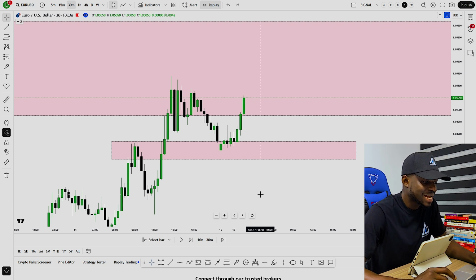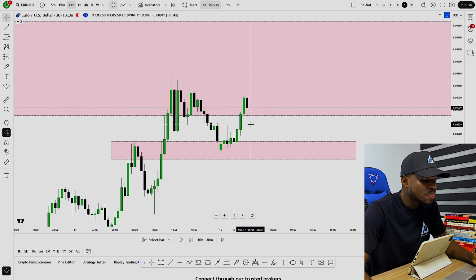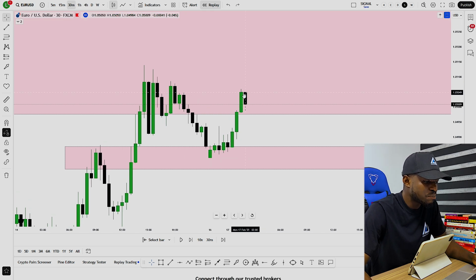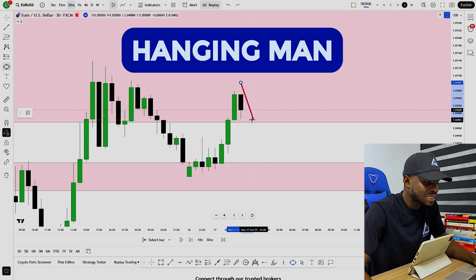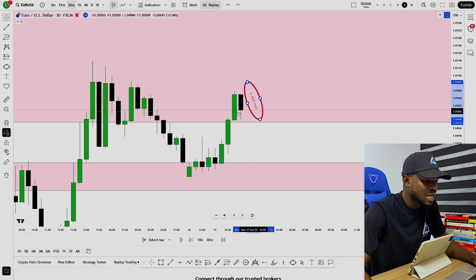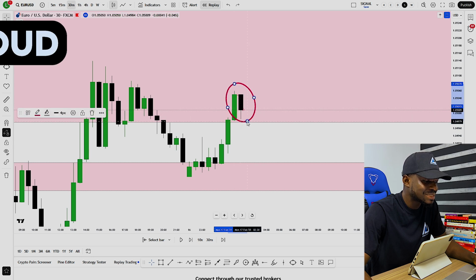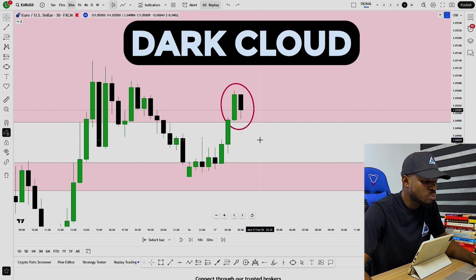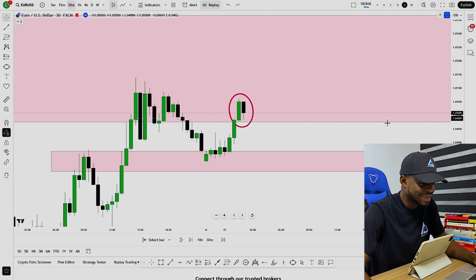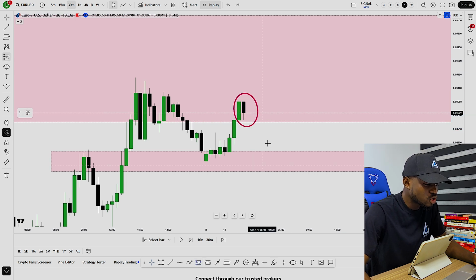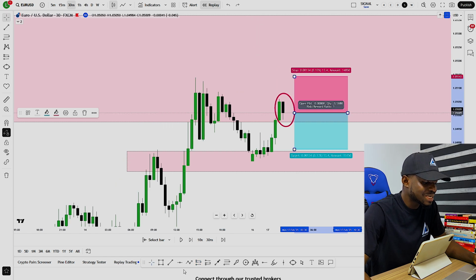Let's play the candlestick. Right now we have a dark cloud. A bearish candlestick just formed. This candlestick is called a hanging man. This bearish candlestick here is called a hanging man. And the formation of these two candlestick patterns is what we call a dark cloud. It's a double pattern reversal candlestick that represents sellers in the market. So as a result of the formation of this dark cloud, we are going to execute our trade without hesitation.